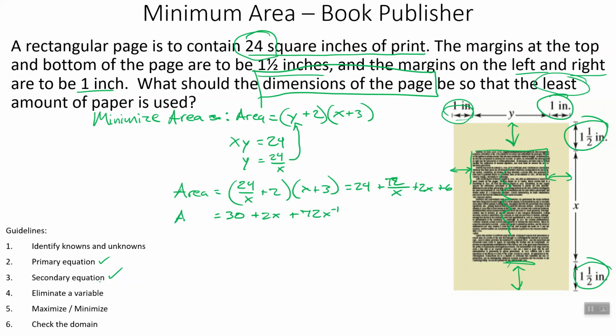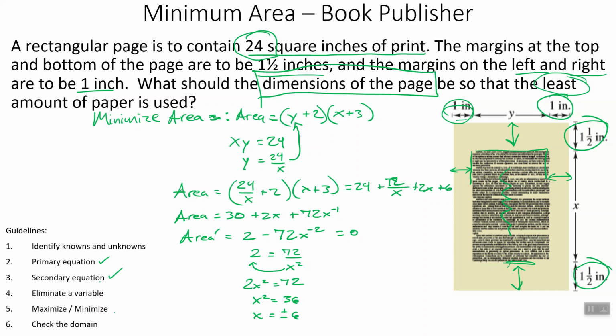The reason I wrote it that way is because that's going to be the easiest way to take the derivative. So the area prime is going to be, derivative of 30 is 0, derivative of 2x is 2, derivative of that is negative 72x to the negative 2. We set that equal to 0, and now we are solving. We can bring this back down, we get 2 equals 72 over x squared. Multiply this up over here, 2x squared equals 72, divide by 2, take the square root, plus or minus 6.